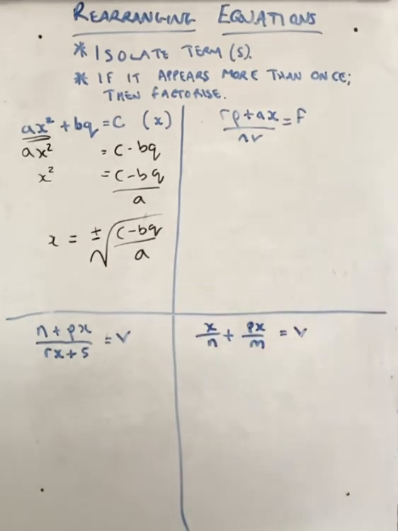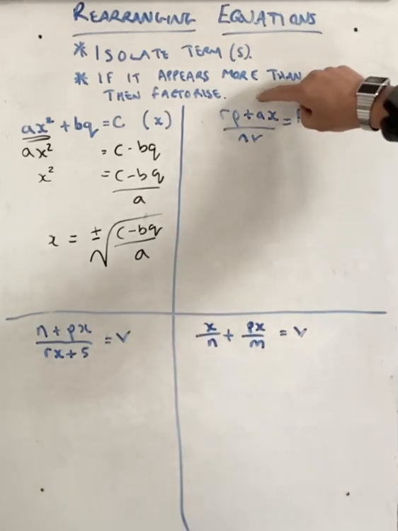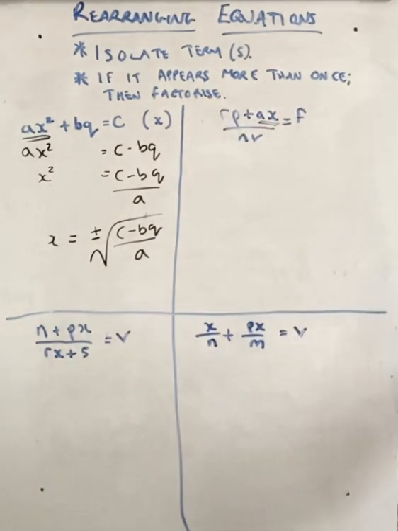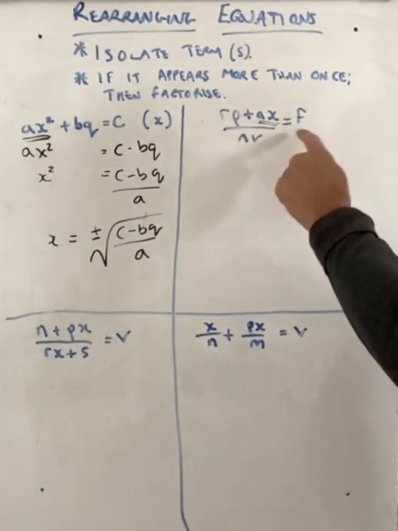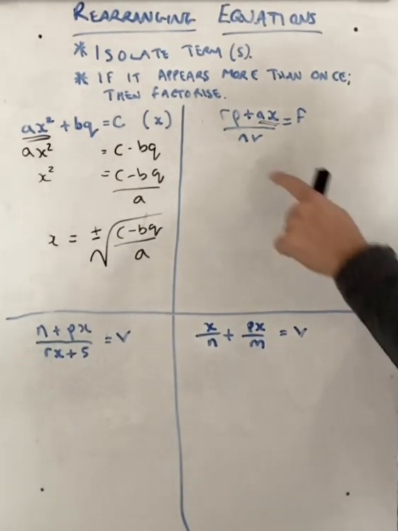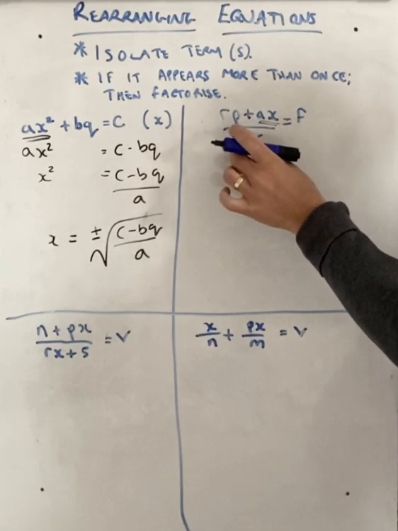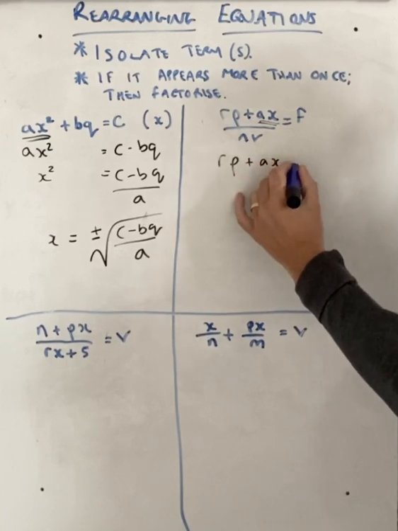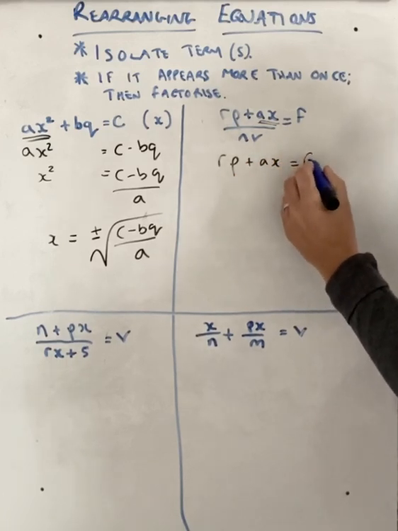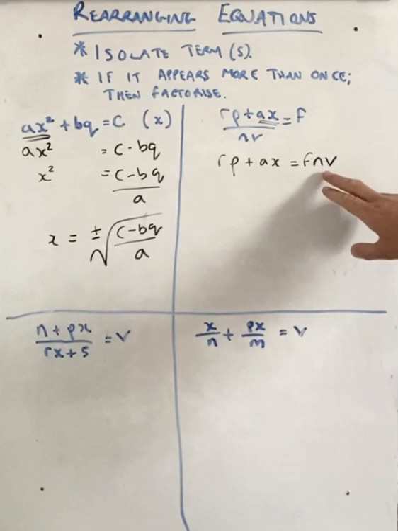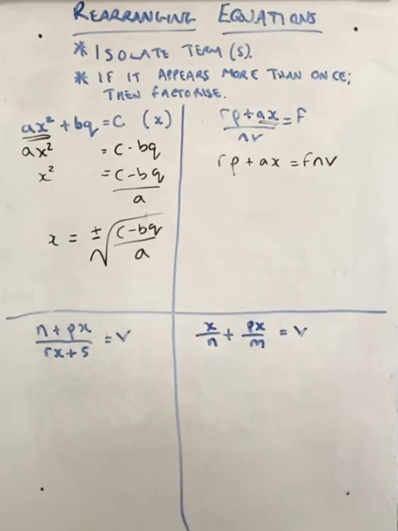Right, for this next one then, you'll notice how the ax, the bit we want, is already inside a bigger term, because this term is all connected because it's all divided by. So what we're going to have to do here is multiply to get rid of the divide, multiplying the whole thing by nv. So we're going to have rp plus ax equals, and again, it doesn't matter what order we put them in. We could write that as f times n times v, or n times v times f, because when you're multiplying things together, it doesn't matter what order you do them in.